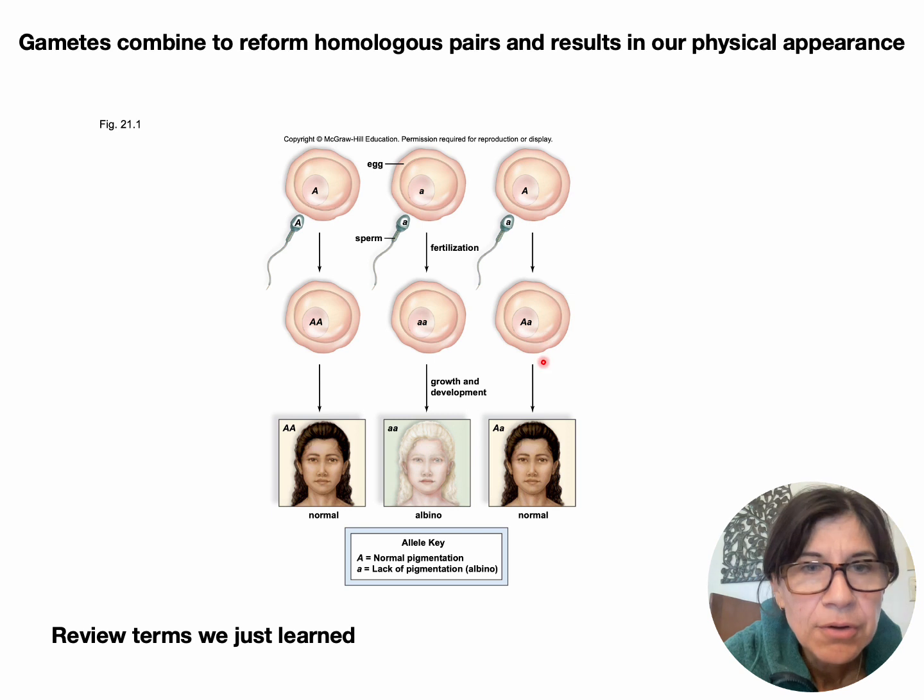And in the third combination, the sperm has the recessive lack of pigmentation allele, the egg has the dominant normal pigmentation, so when they fertilize and make the zygote, they have this heterozygous big A, little a genotype, but phenotypically, that would be normal pigmentation.